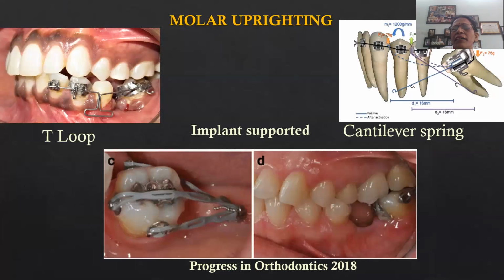Now, often the deep bite is because of the tipping of the molar when the first molar is not there. So in such a case, the second molar tips and we need to do an uprighting, which can be done with a T-loop, cantilever spring, or implant support, as this modification given in Progress in Orthodontics 2018 by placing an implant in the retromolar region and giving a distal force to that mesially tipped molar.